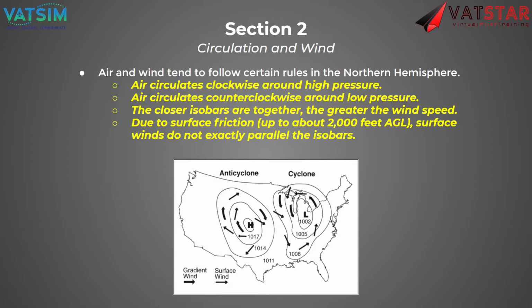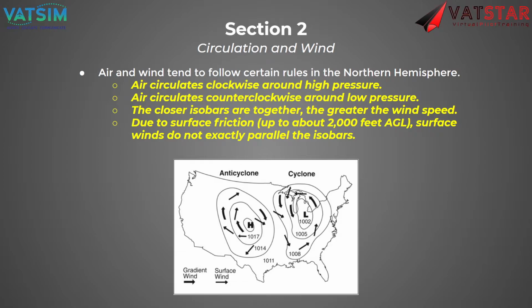So if air is circulating clockwise, that means you have a high pressure system. If you have a low pressure sinking air mass, that air is actually going to circulate counterclockwise. And we'll get into why this is important on the next slide. It has to do with ground speed.